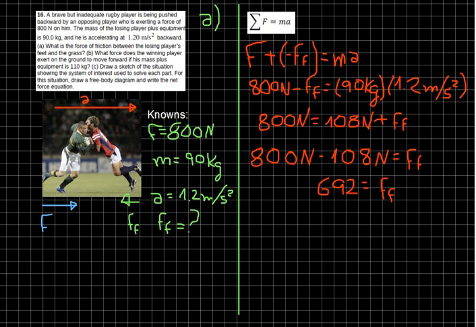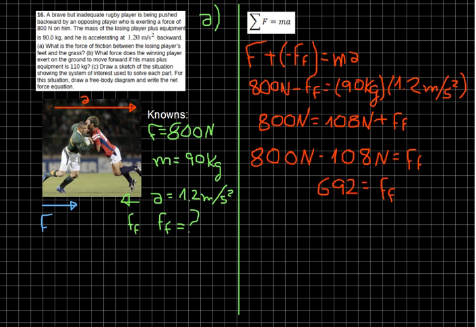Now what about part B, that says what force does the winning player exert on the ground to move forward if his mass plus equipment is 110 kilograms. We already know that he is exerting a force of 800 newtons, but he has to move the losing player and himself in order to move all of that system. So we will have to consider his mass. That's why they're giving us his mass here.